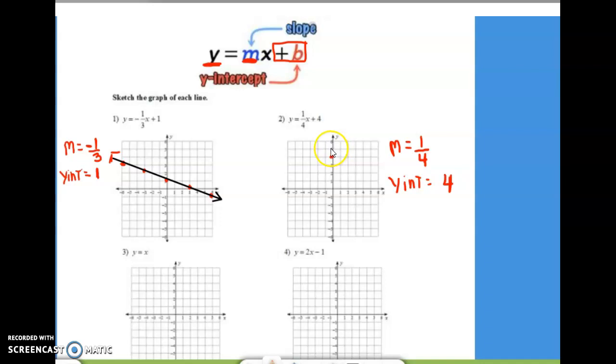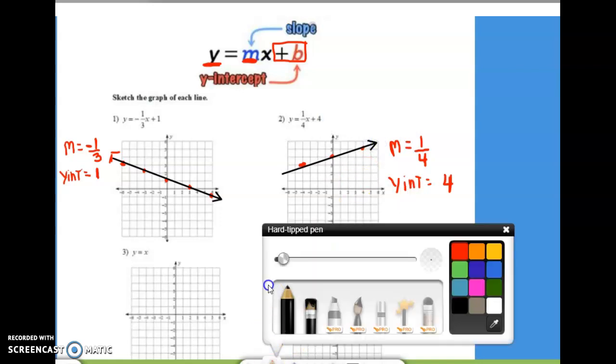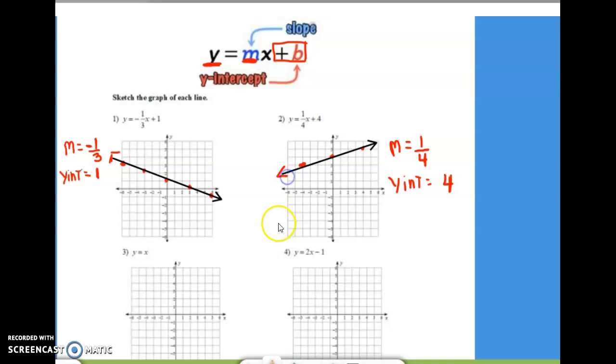Okay, then we're going to use our slope to navigate. So we're going to go up 1 and to the right, because they're both positive. Remember, up is positive, to the right is positive. Up 1, 1, 2, 3, 4. Okay, and then let's go down 1 and go 1, 2, 3, 4. And we are done. We'll connect the dots. You'll notice this slope is going in a positive direction from the left to the right. And we're done.